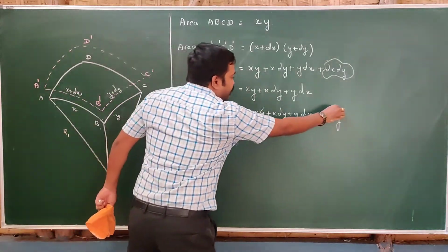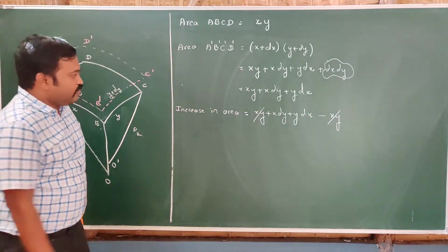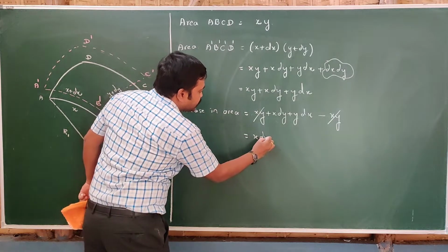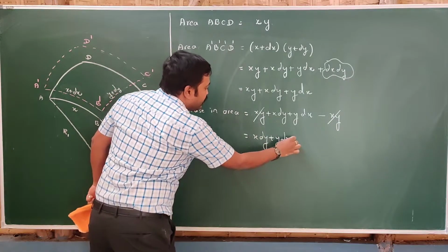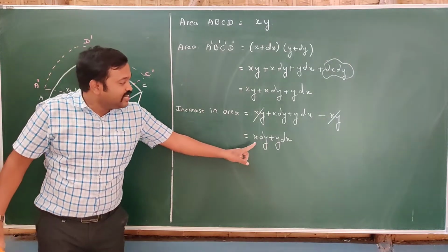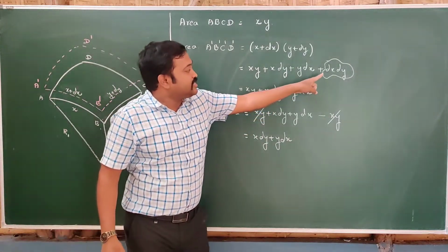Again, xy will get cancelled, right? So if it gets cancelled, what do I get? x dy plus y dx. So what is this thing here? This is the increase in area. Do you remember? This I have not considered.